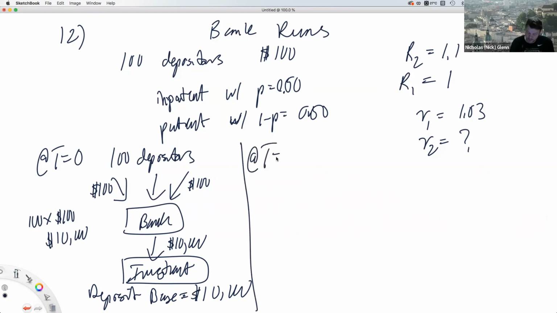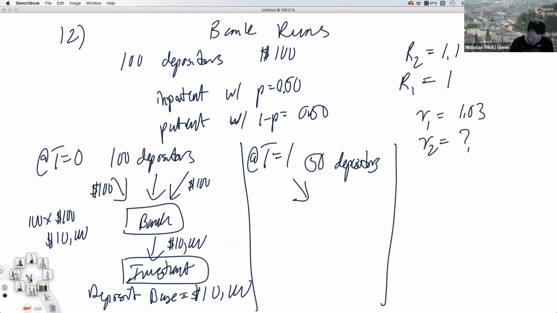Now what happens at time period t equals 1? Well, this is when the impatient depositors show up, the ones that had a liquidity shock. Each depositor had a 50% chance of this happening. So 50% times 100, there's going to be 50 of them show up. So they're going to pull out their money.